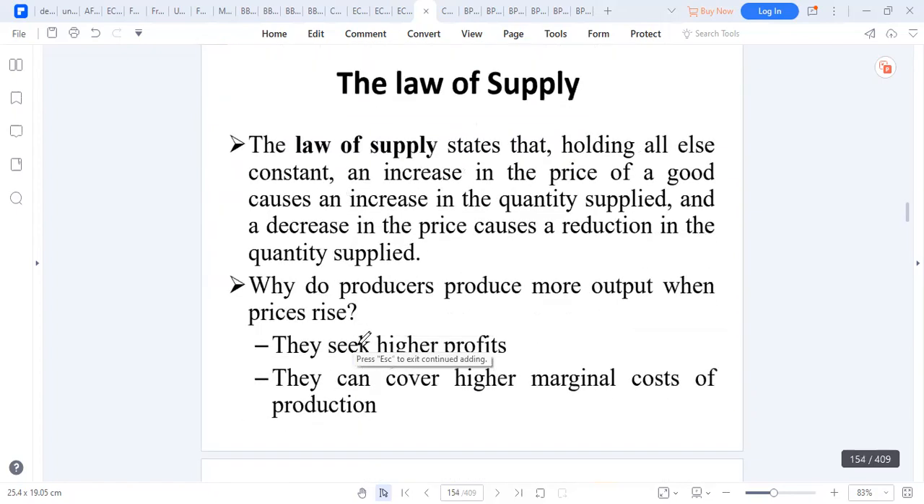Supply has its own law, which states that, holding all things constant, an increase in the price of a good will directly increase the quantity supplied, so it has a positive relationship. A decrease in price will also cause a decline in the quantity supplied. Producers are more willing to produce more when the price goes up because sellers are keen to sell goods that seek higher profits and lower their cost of production.